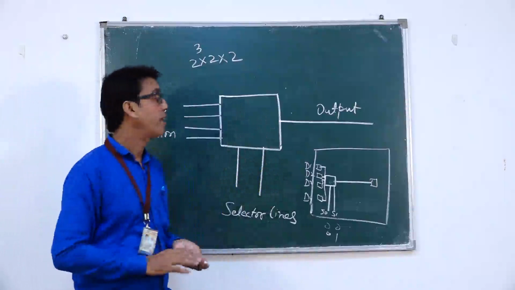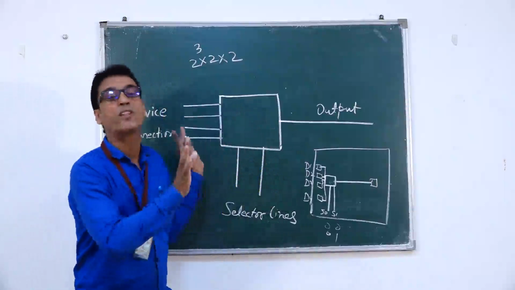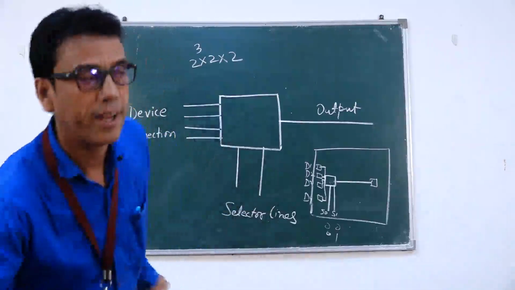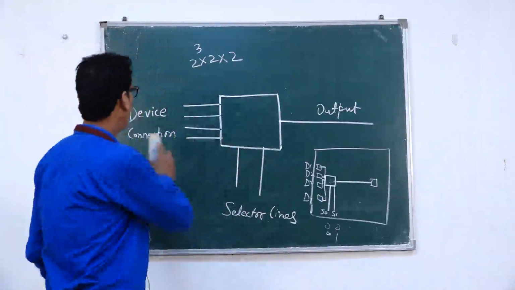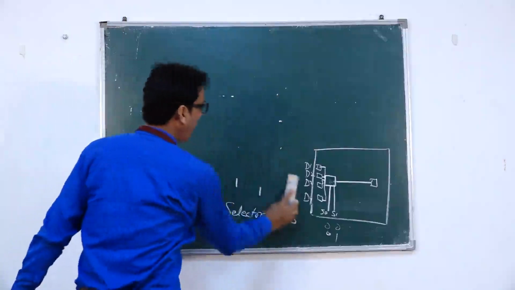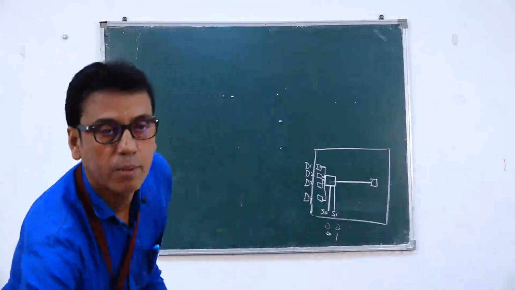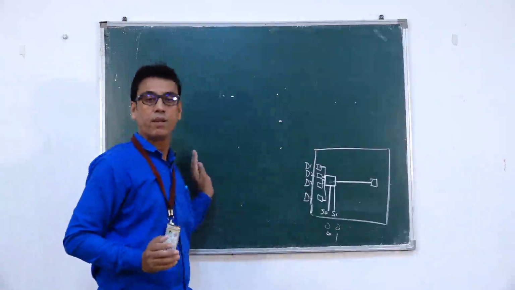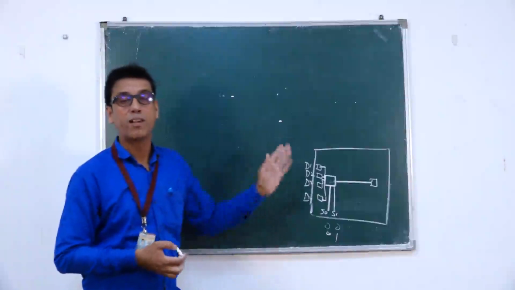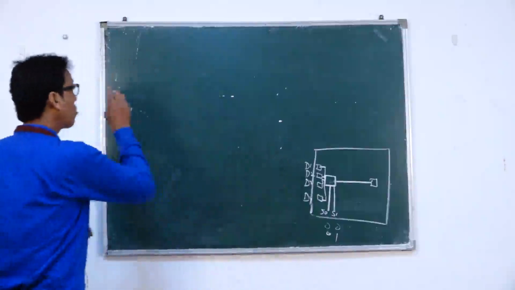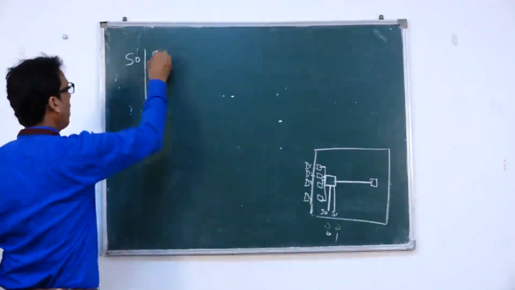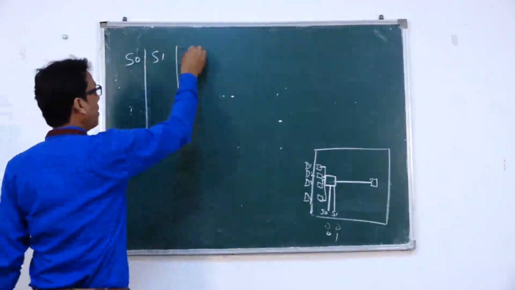Now we need to explore the knowledge of the multiplexer. This is the block diagram which gives you the rough idea. Now I'm going to draw the truth table. The block diagram helps to start the study, but it is not the end of the study. This diagram will help you to understand what is the use of the multiplexer. Now the truth table: S0, S1 and output.